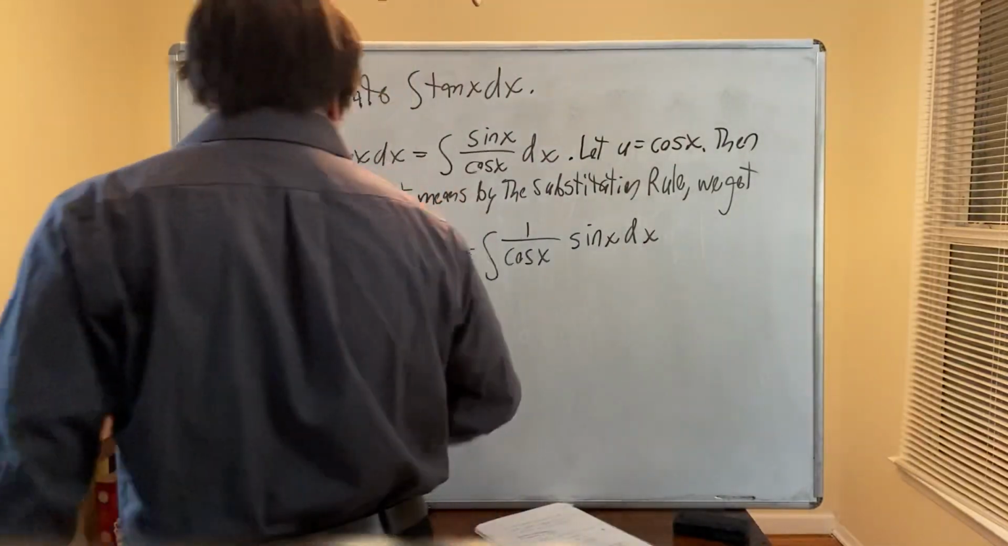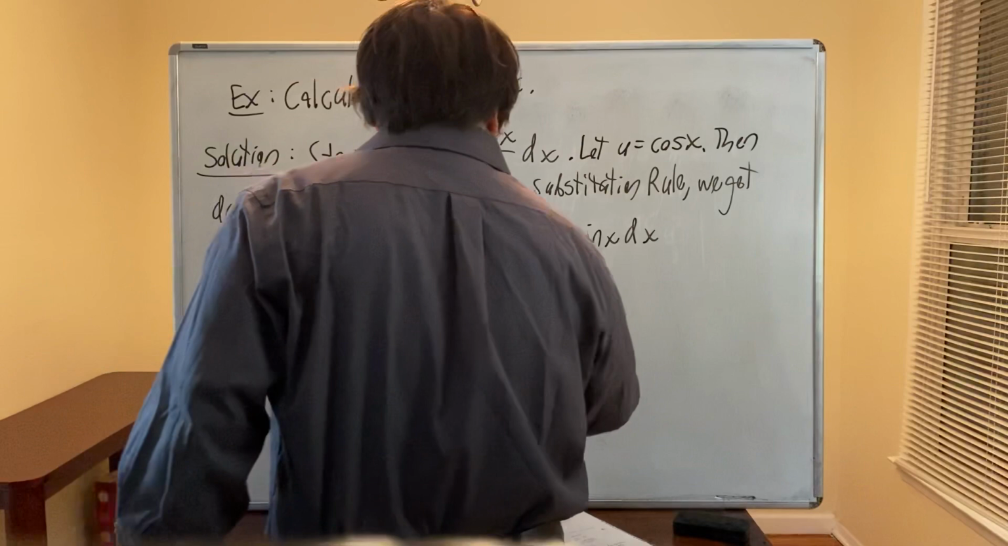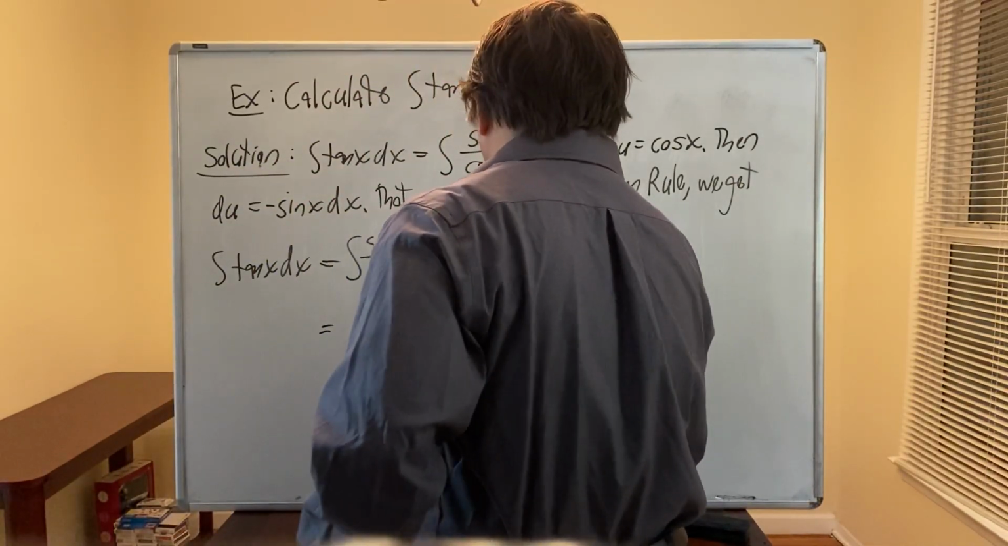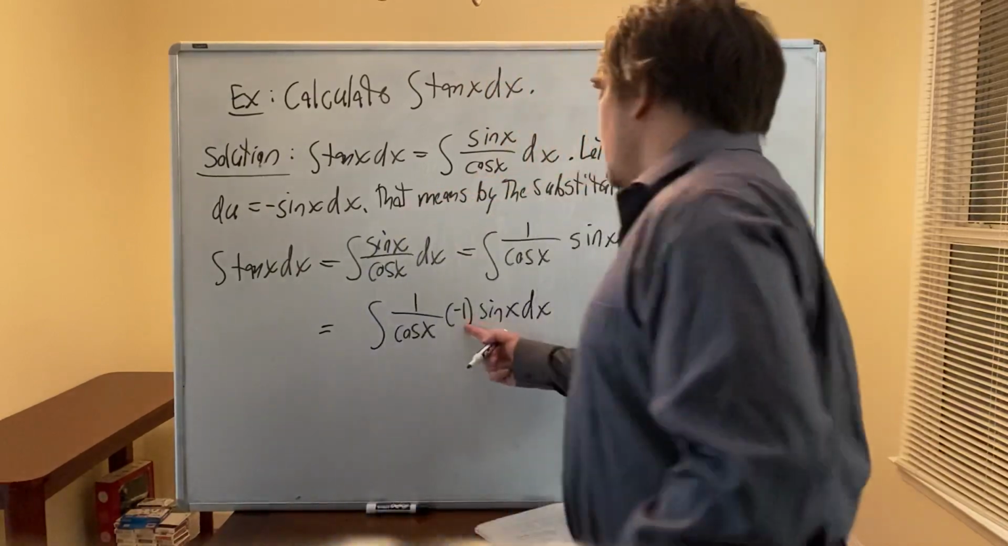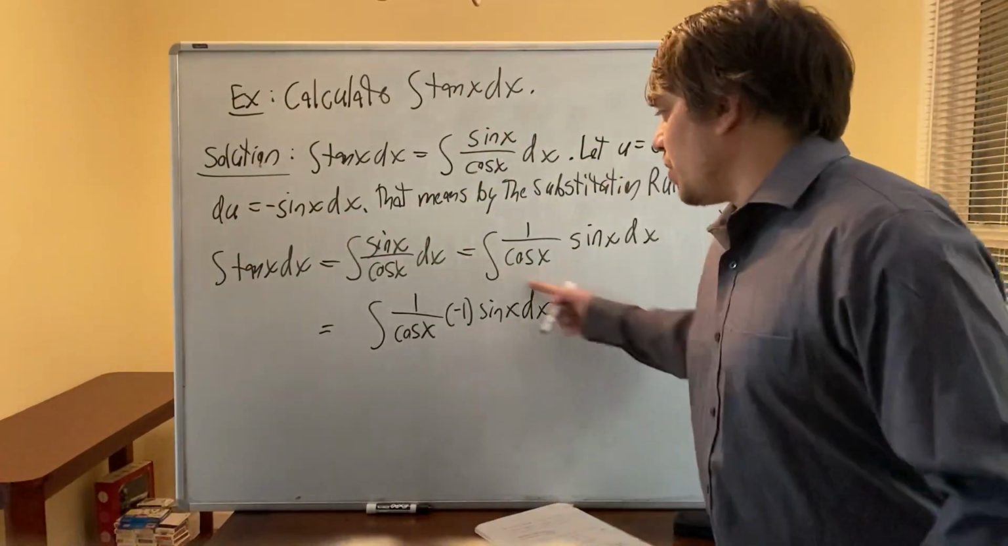And so I'm going to say this is equal to, so you have the integral of 1 over cosine x. Now I'm going to put a negative there. I'll just put a negative 1 there. Negative 1 sine x dx. So what I was missing was a negative 1 here, so I'd get negative sine x dx and substitute u for it here.